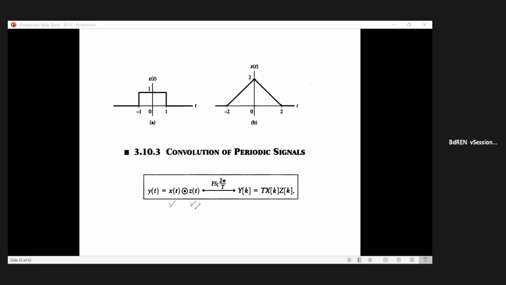If we have a Fourier series there, then x(t) will give us Fourier constants X_k and z(t) will give us Fourier constants Z_k. If X_k and Z_k are available, then Y_k would be equal to T multiplied by X_k and Z_k, where T is the time period of your signal. Okay, a verification is there, you try to verify it.